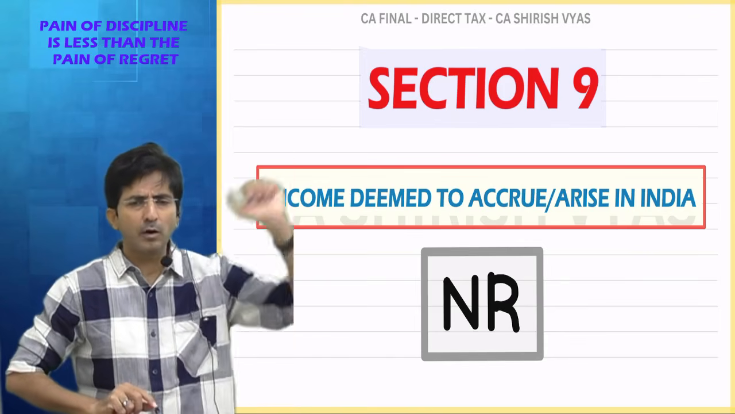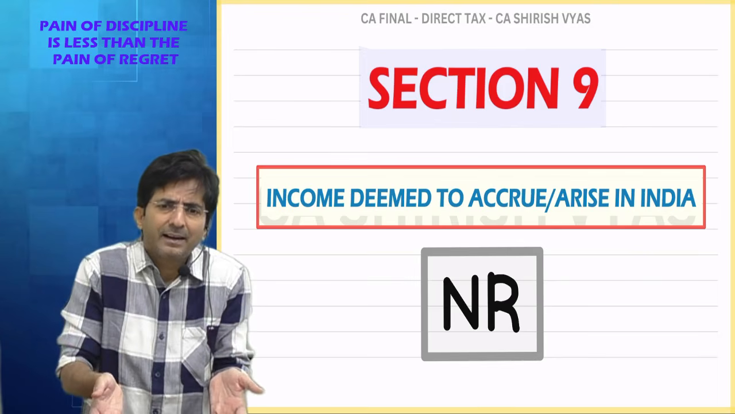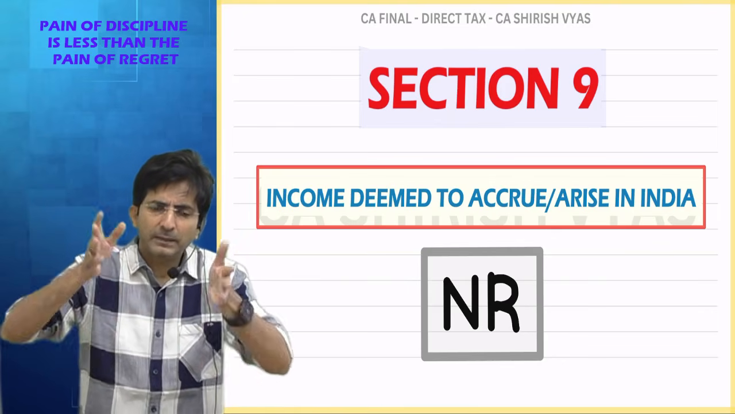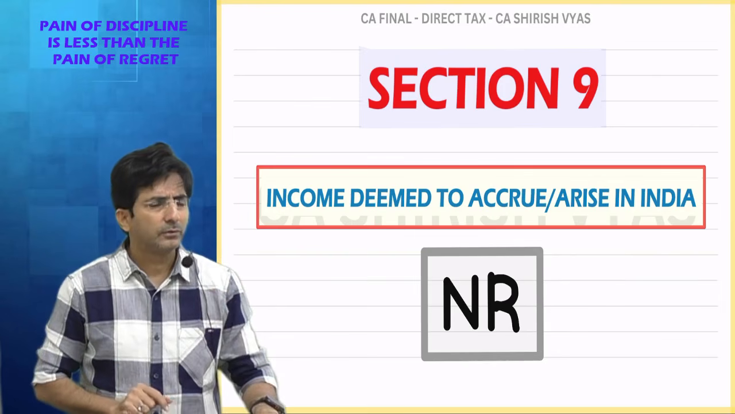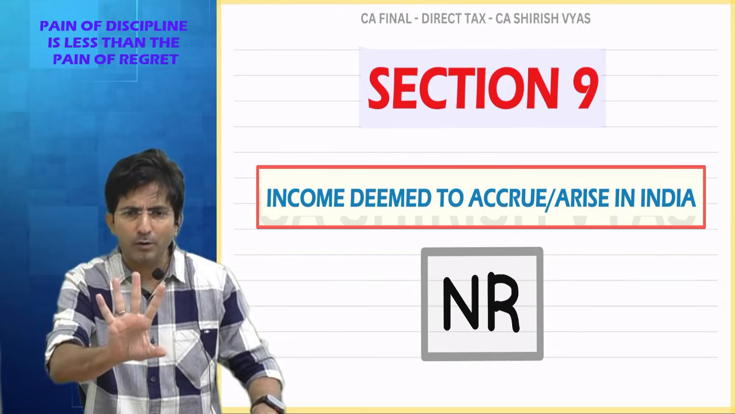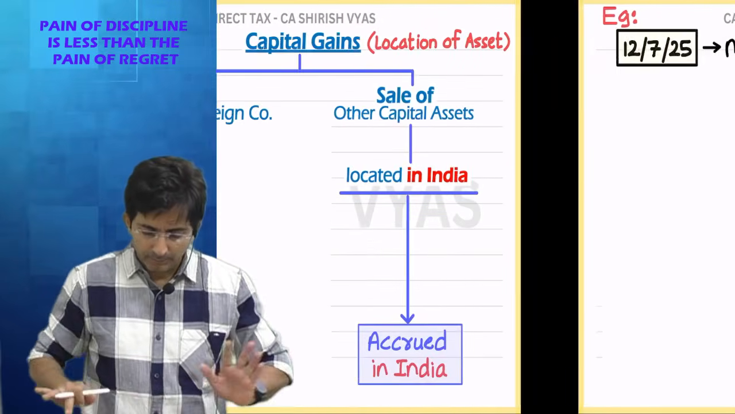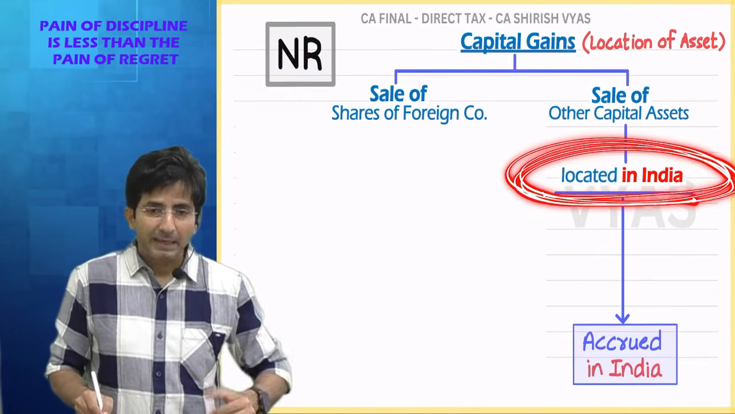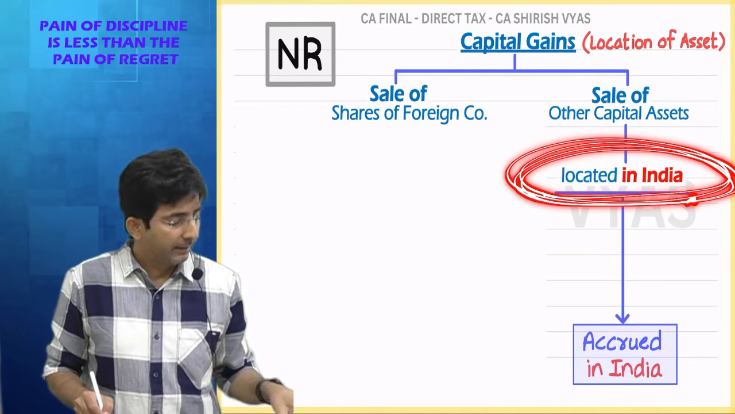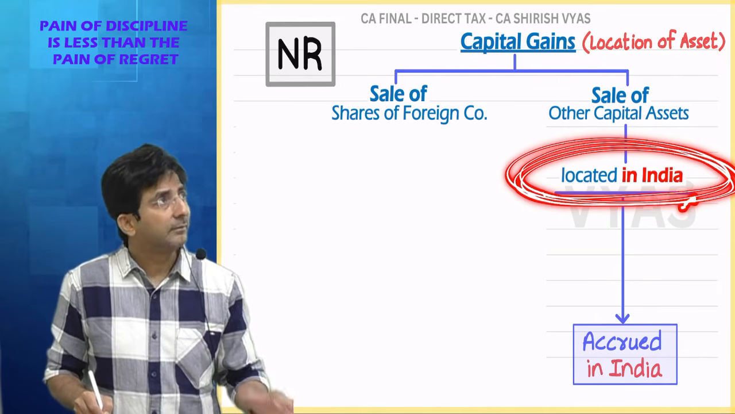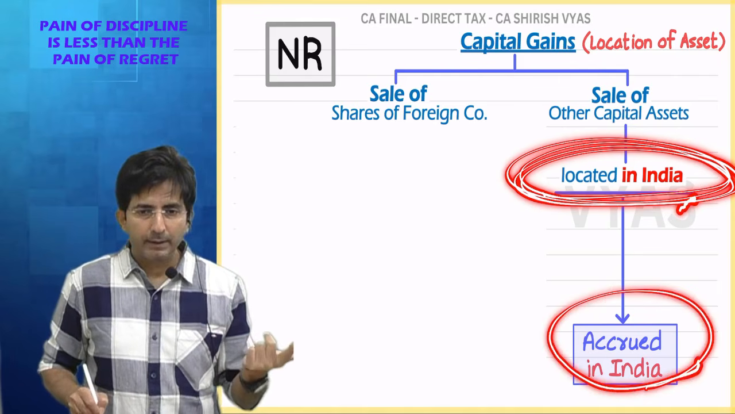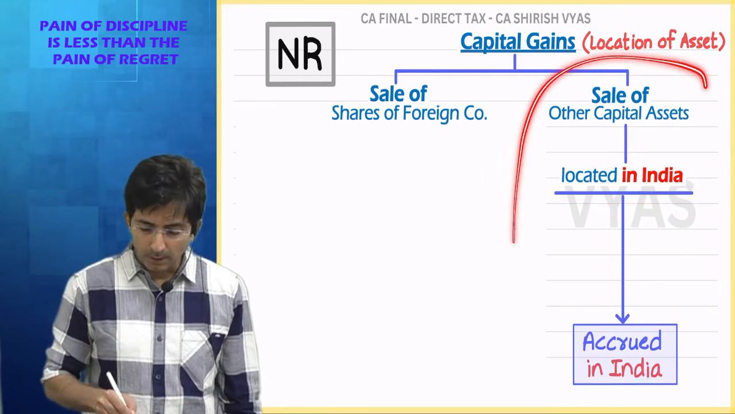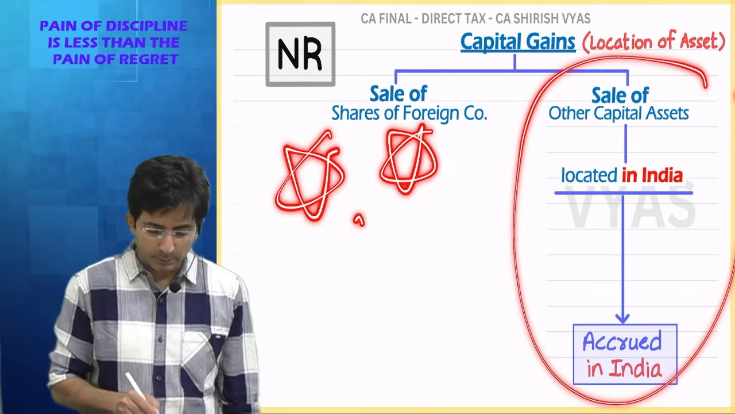If a non-resident has land in India, then on sale of such land, capital gain has accrued in India. But if his land is in Australia, the capital gain accrued outside India. So this is normal, right? For capital gain, the basic rule is simple: the asset which has generated the capital gain, if that asset is in India, then the income is said to accrue in India. And accrued in India means the NR will have to pay tax in India. But this is a general rule. Here, there is one good exception.